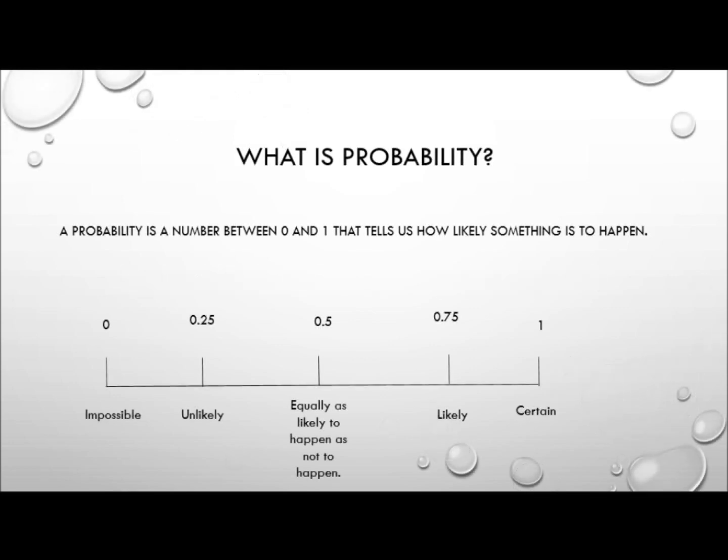A probability is a number between 0 and 1 that tells us how likely something is to happen. So 0 means something is impossible, there's no way it can happen, and 1 means it's absolutely certain, guaranteed to happen. That means that a probability can never be less than 0 and it can never be greater than 1.